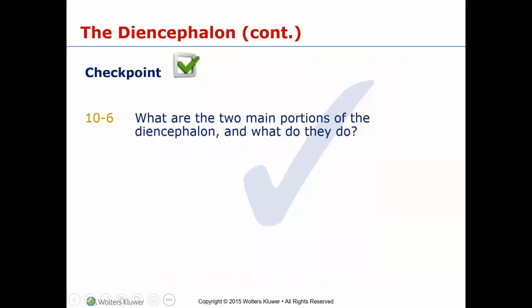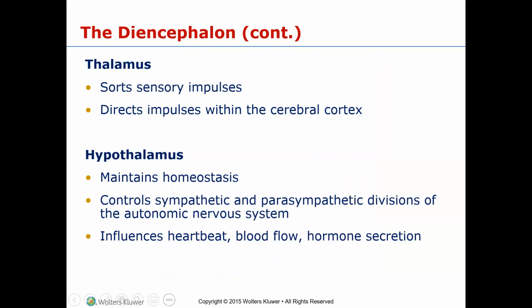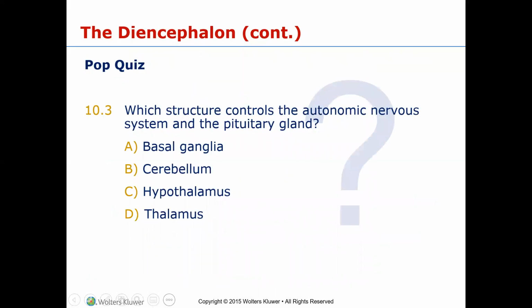So the two main portions of the diencephalon are the thalamus and the hypothalamus. The thalamus, again, is responsible for sensory impulses and directing those impulses within the cerebral cortex, and the hypothalamus, again, for maintaining homeostasis, like blood pressure. Which structure controls the autonomic nervous system and the pituitary gland? That would be the hypothalamus.